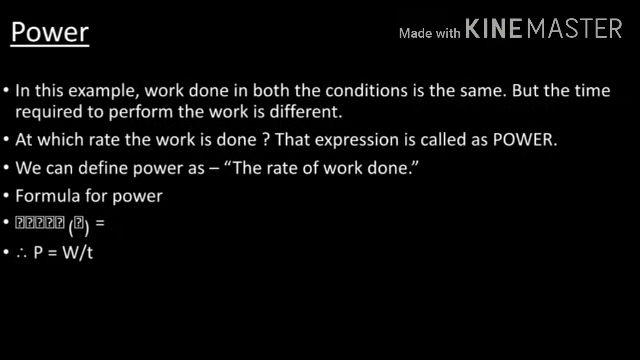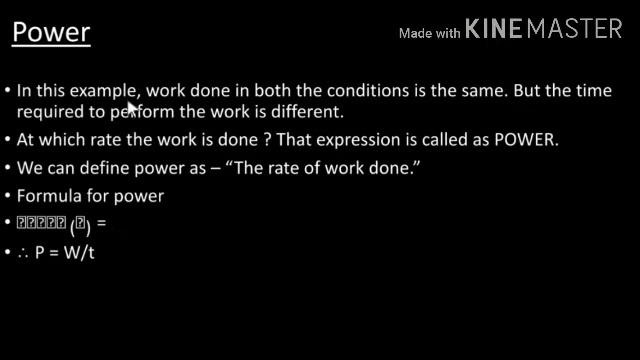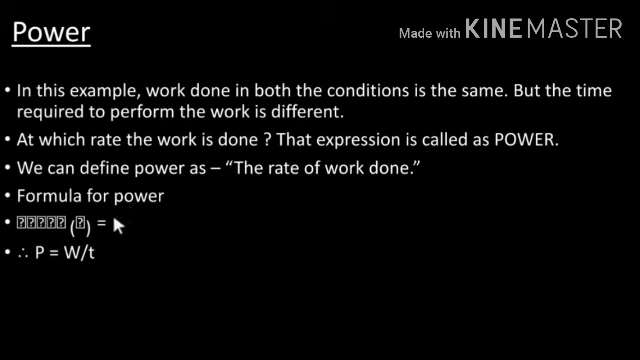Now, in this example, work done in both the conditions is the same, but the time required to perform the work is different. The rate at which the work is done, that expression is called power. We can define power as the rate of work done, and the formula for power is P equal to work done divided by time.